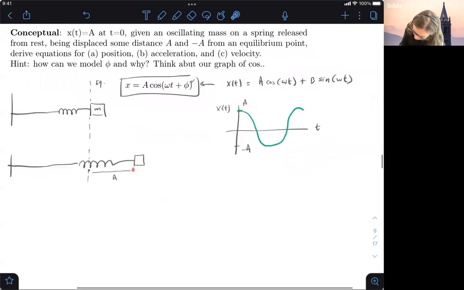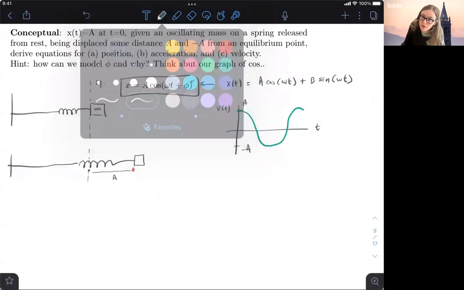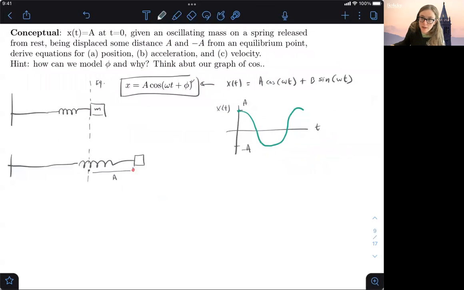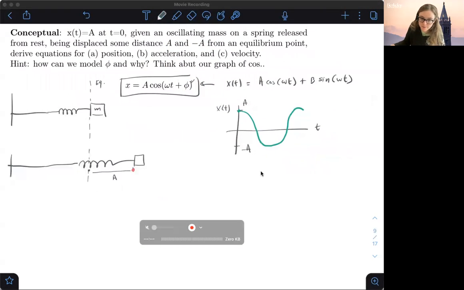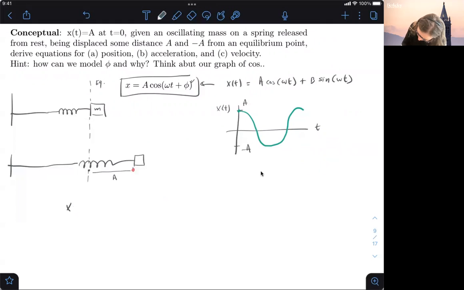Okay, so let's say I have my x of t. Let me get the right color here. Okay, so I am recording, right? Yeah, okay.